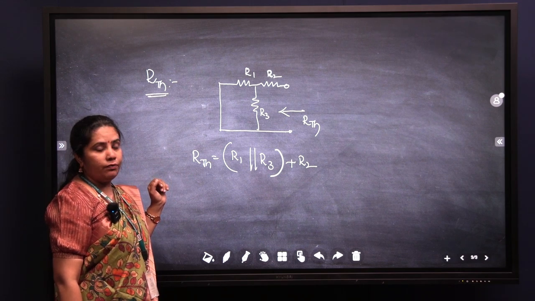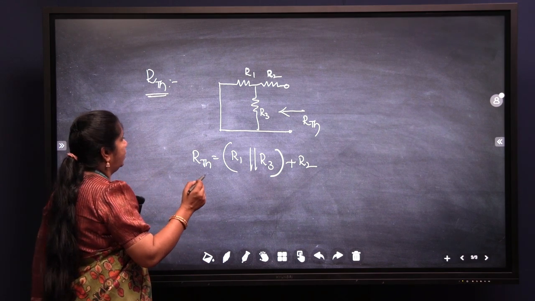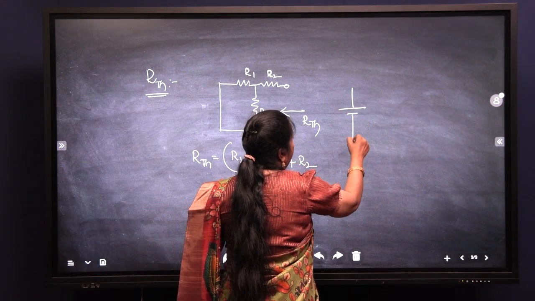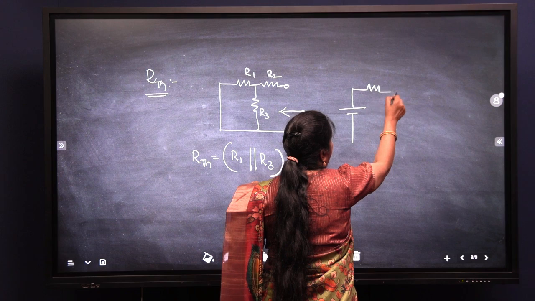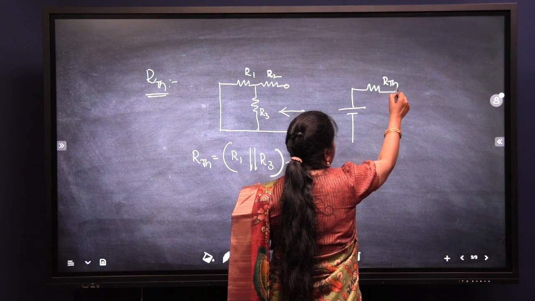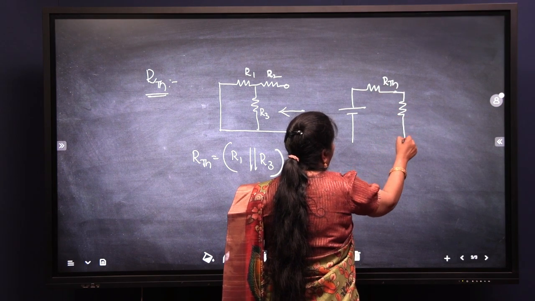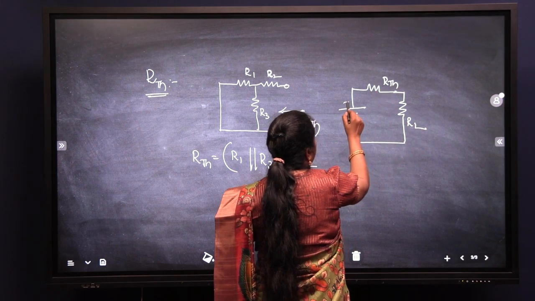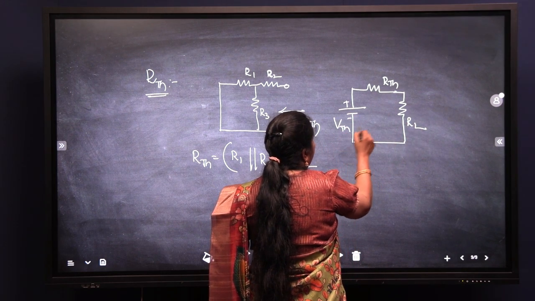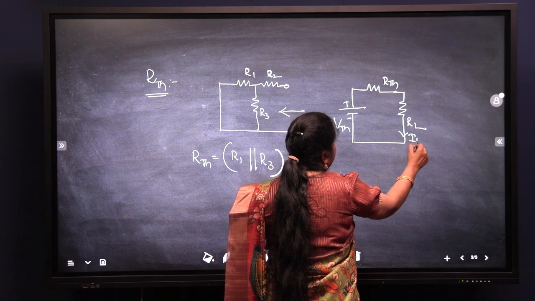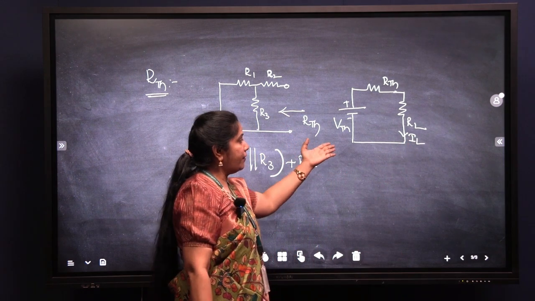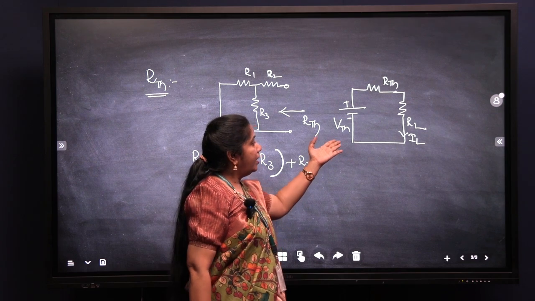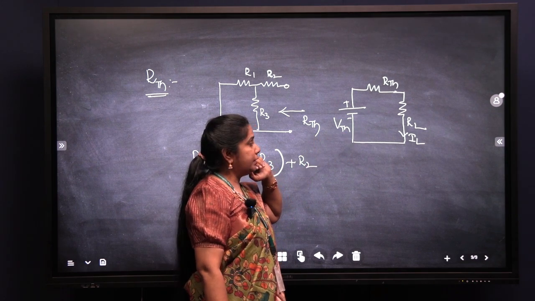What is the Thevenin's equivalent circuit? Nothing but one single voltage source which is in series with RTH, and it is connected across the load resistance RL. This is RL, RTH, and this is our VTH. Now we have to calculate the IL value. Yes, so this is our Thevenin's equivalent circuit. So we will see how to calculate the IL value in the load resistance RL.